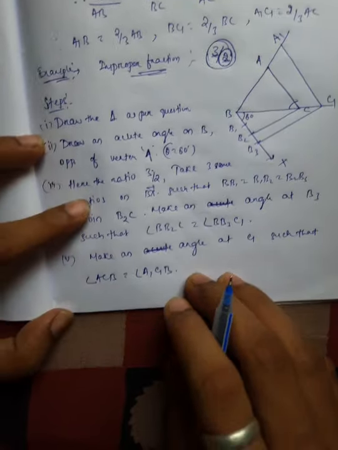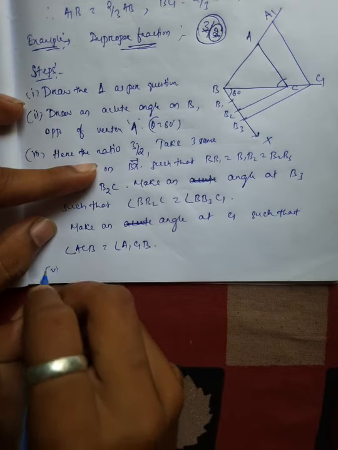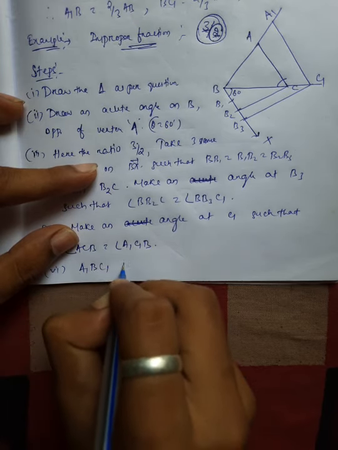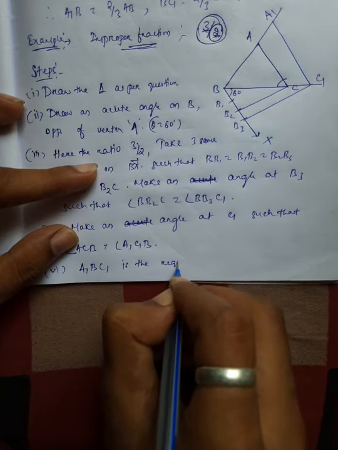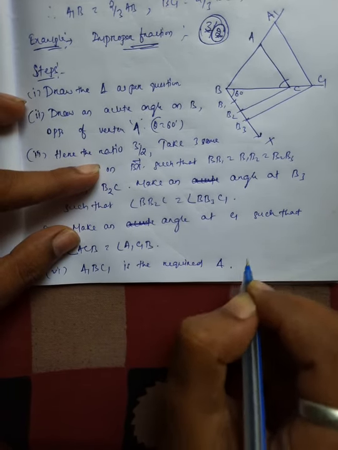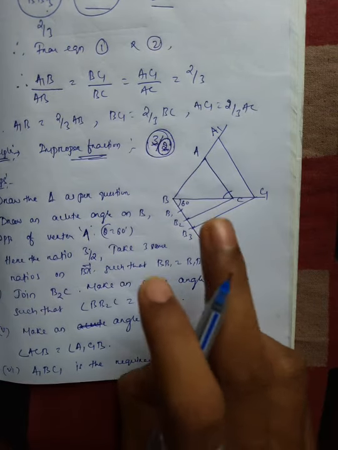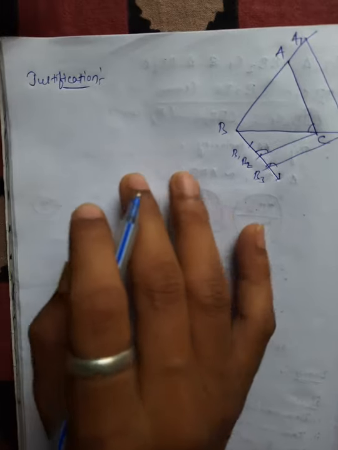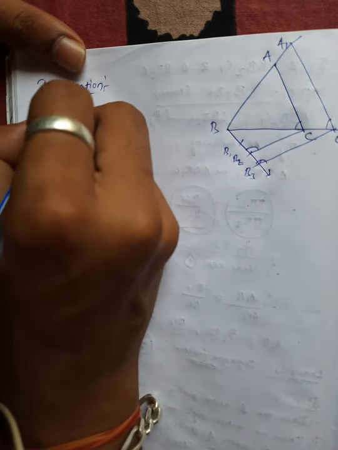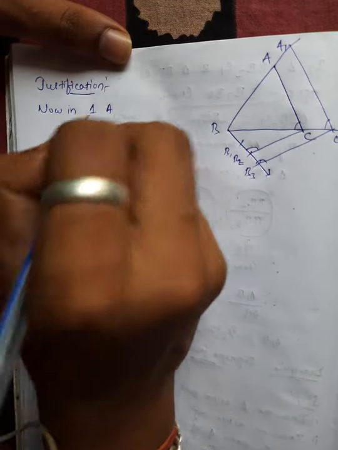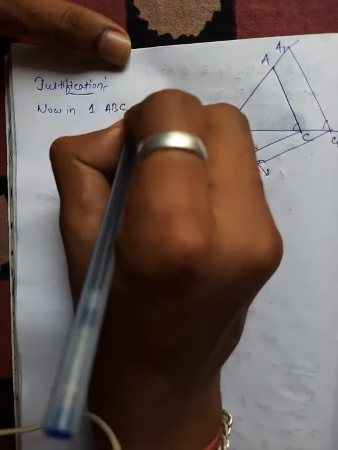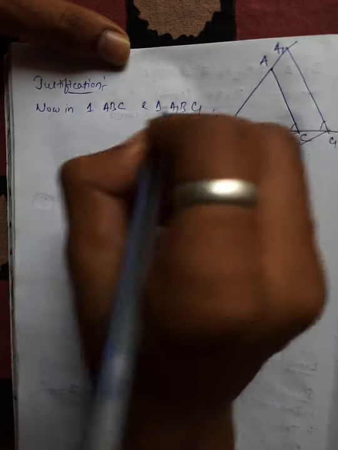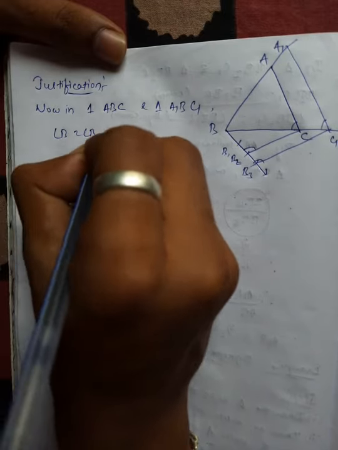Therefore A1BC1 is the required triangle. So the construction is complete. Now we have to write this justification. In triangle ABC and triangle A1BC1, angle B equals angle B, angle B is common.